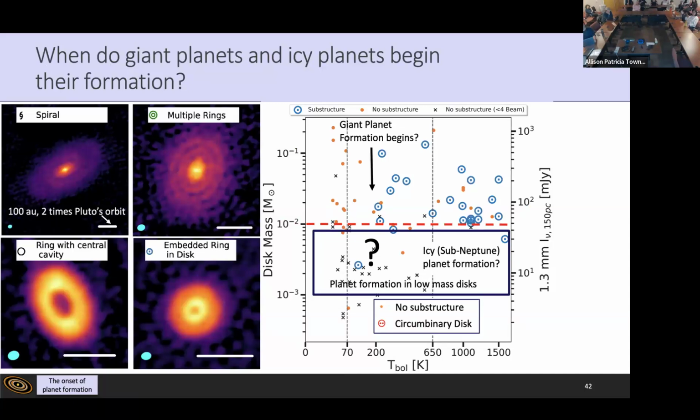And this is something I'm interested in studying further in the future, because for these low mass disks, it's more likely they're forming icy sub-Neptunes or rocky planets instead of giant planets. So it'll be interesting to see how planet formation in low mass disks differs from the one forming giant planets. Is there a lag when substructures first appear, or what kind of substructure do you see in the low mass disk? These are interesting questions that haven't been answered yet.